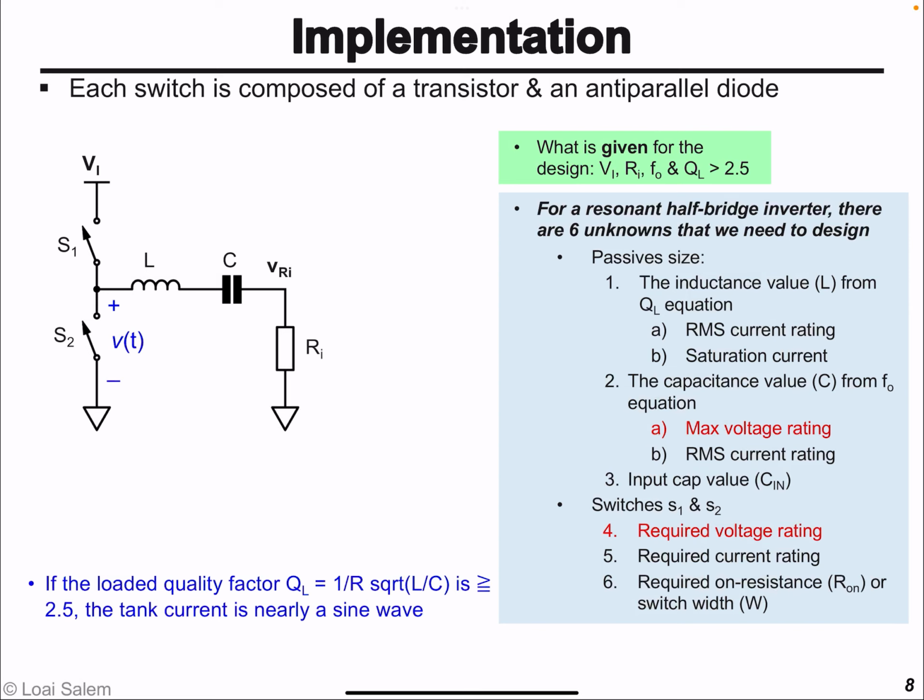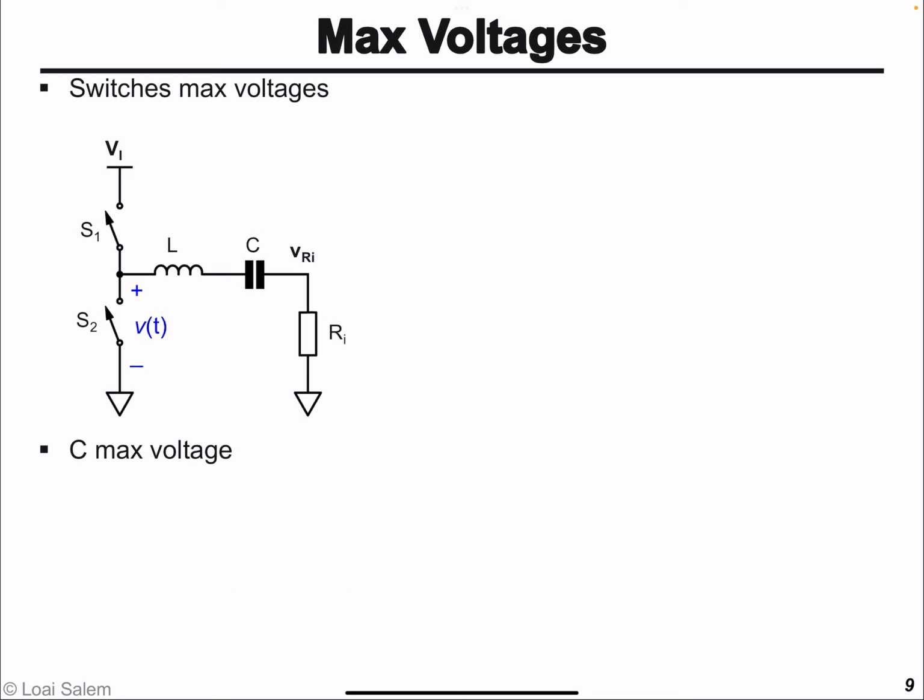Now let's find the required maximum voltage, or voltage rating, of the employed switches, as well as the required voltage rating for the employed capacitor. So for the switches S1 and S2, obviously when one switch is on, the other is off. So say if S2 is on, this voltage will be 0, or connected to 0. And so the maximum voltage across S1 will be essentially the input voltage. And similarly for S2.